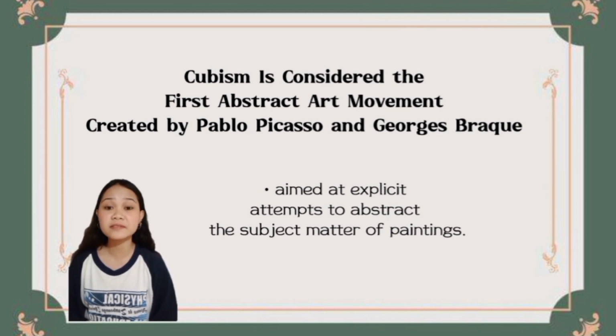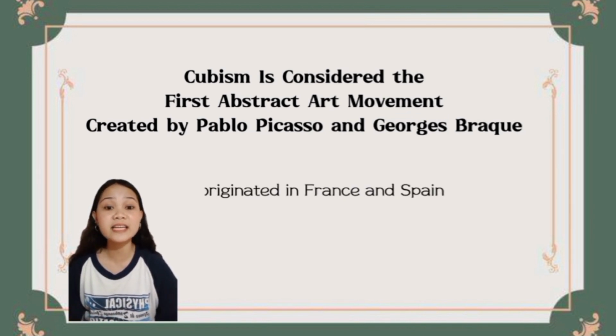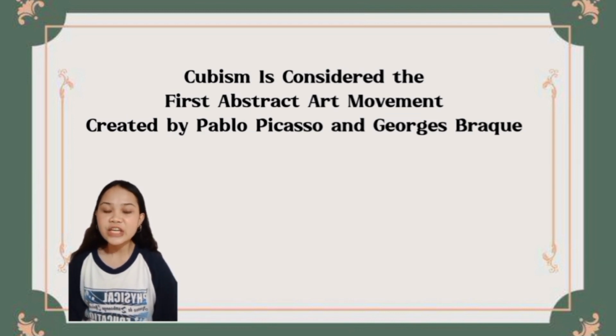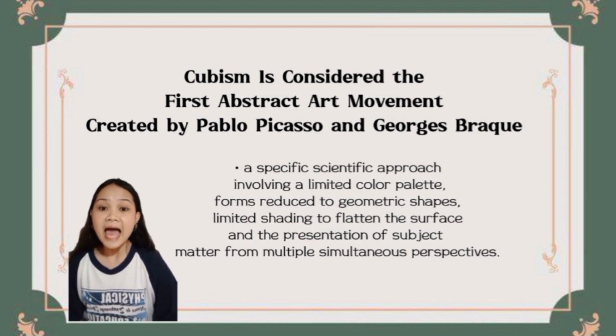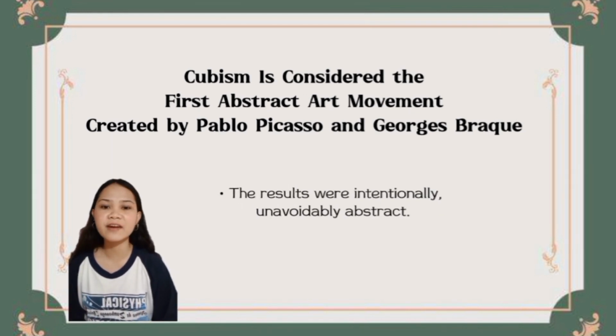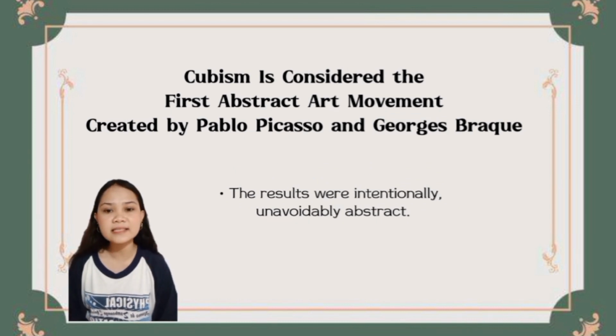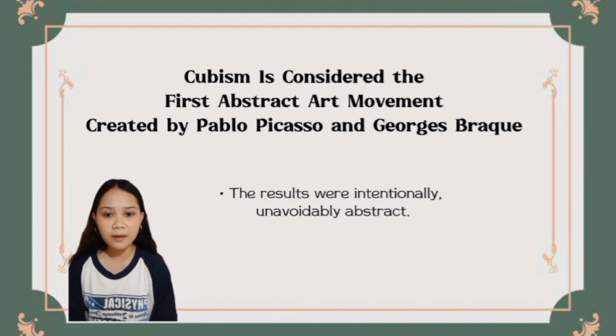It began in 1907, was popular during the early part of the 20th century, and had its origin in France and Spain. Cubism was a specific scientific approach involving a limited color palette, forms reduced to geometric shapes, limited shading to flatten the surface, and the presentation of subject matter from multiple simultaneous perspectives. So the results were intentionally, unavoidably abstract. This confident, intentional alteration of visual information influenced every other abstract art movement to come.